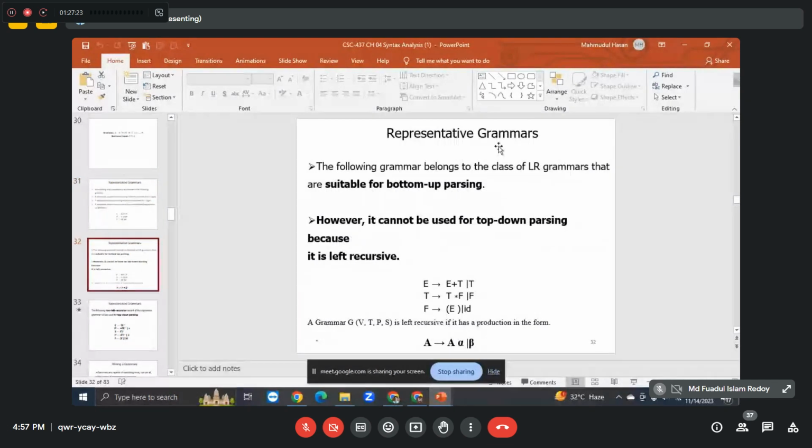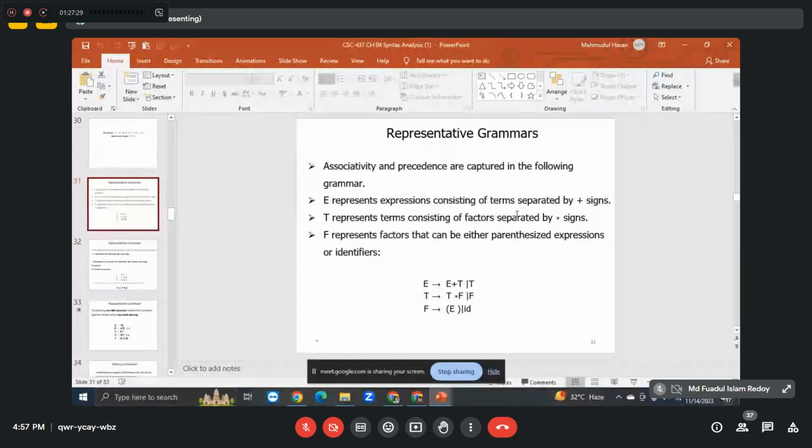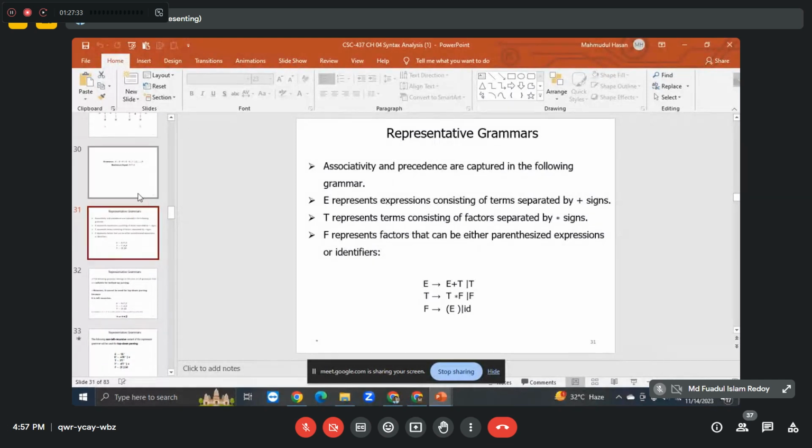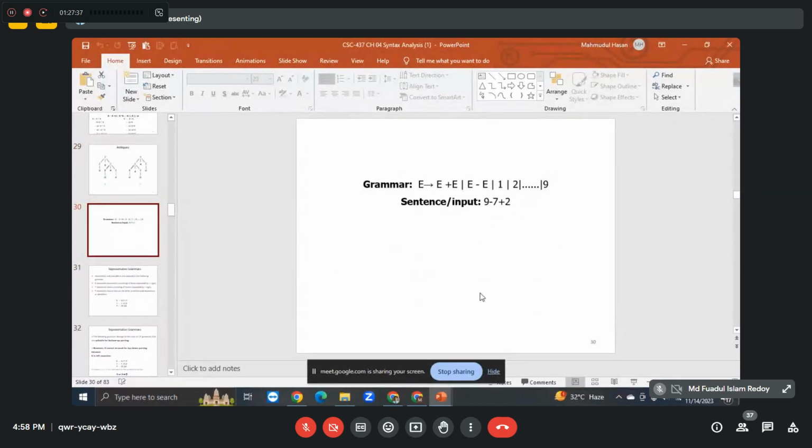So there is also representative grammar, but there is the term left recursive. That's why those are not part of your midterm syllabus. But this one is the part of your midterm syllabus. So make it easy. The last topic is ambiguity. Okay, sir. Thank you, sir. So ambiguity is the part of your mid syllabus. That means before left recursion, that is your syllabus. Everyone? Okay, sir.